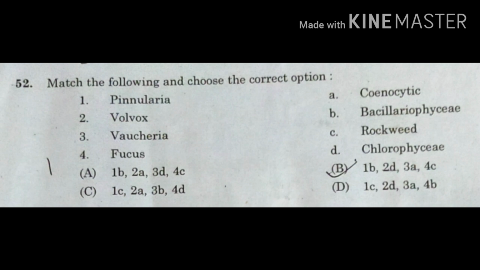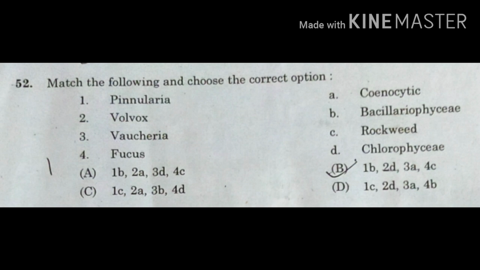Near number 1, Pinnularia is present, isn't it? You know that Pinnularia is a diatom. Diatoms come under the class Bacillariophyceae. Diatoms have silicified shells. They fit together just like two lids of a soap box fit together. That's why they are known as diatoms. They are phytoplanktonic in nature. And the characteristic spore produced by diatoms is called auxospore. Remember, auxospore.